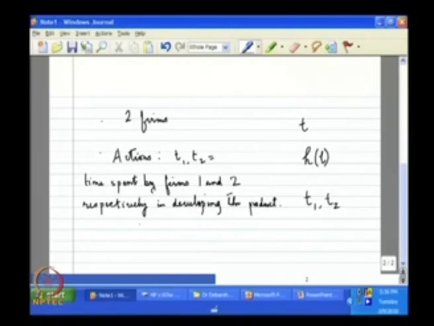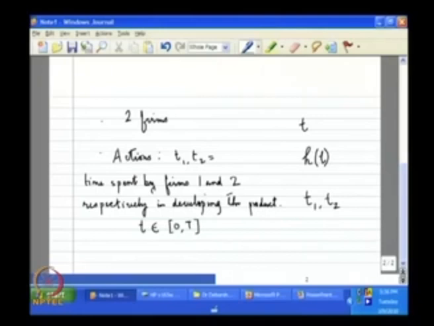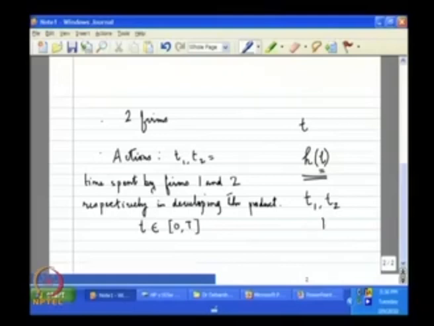What is the range of t? t can take any value between 0 and, not infinity, but capital T. So there is a maximum till which one can spend in developing the product, which is given by capital T. And if I spend t amount of time developing the product, I get h(t) share of the market, provided my t is less than the t of the other firm. And so if I get h(t) fraction of the market, my rival gets 1 minus h(t) fraction of the market.